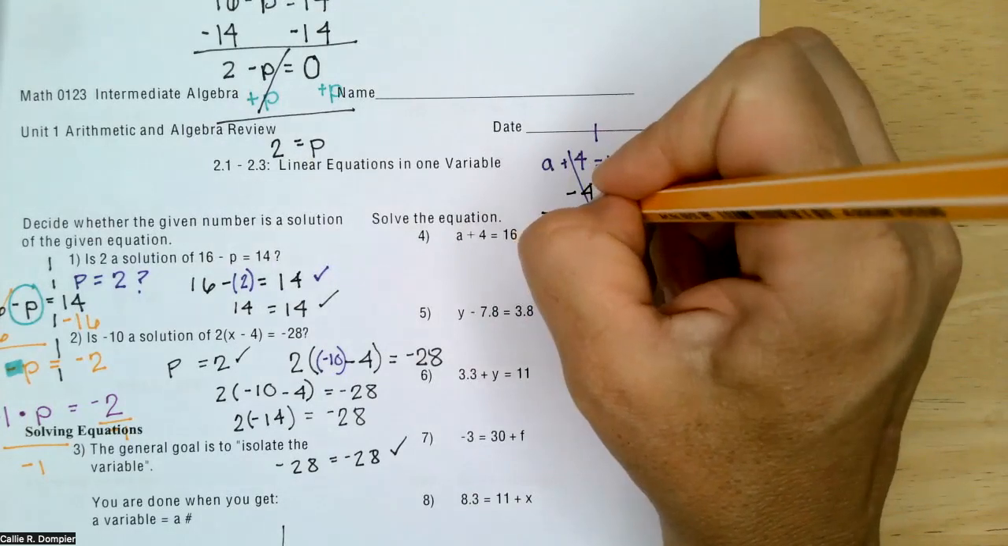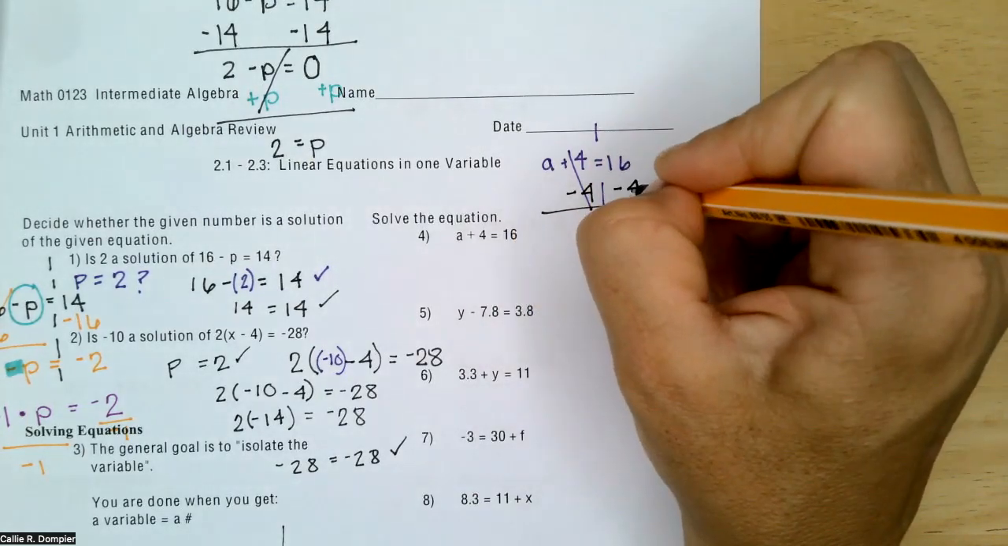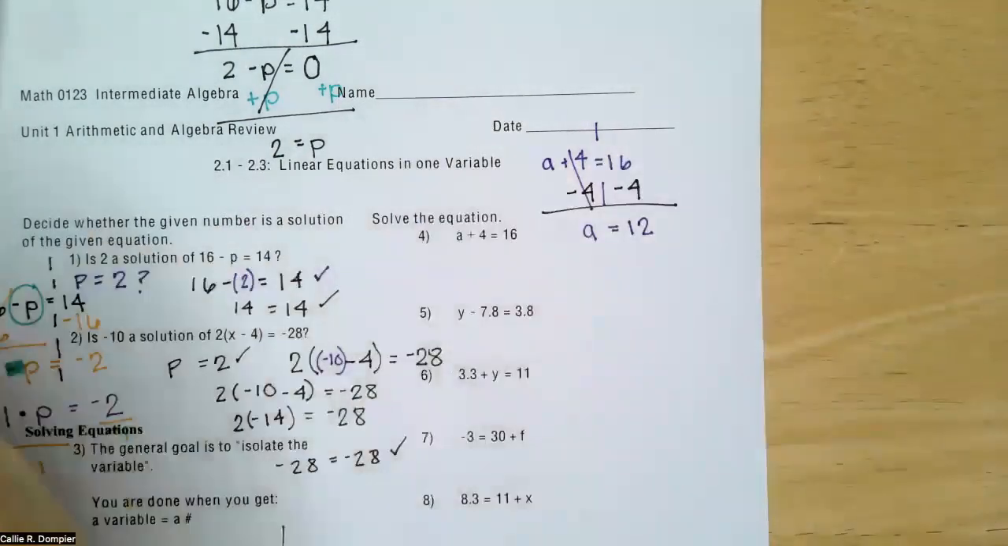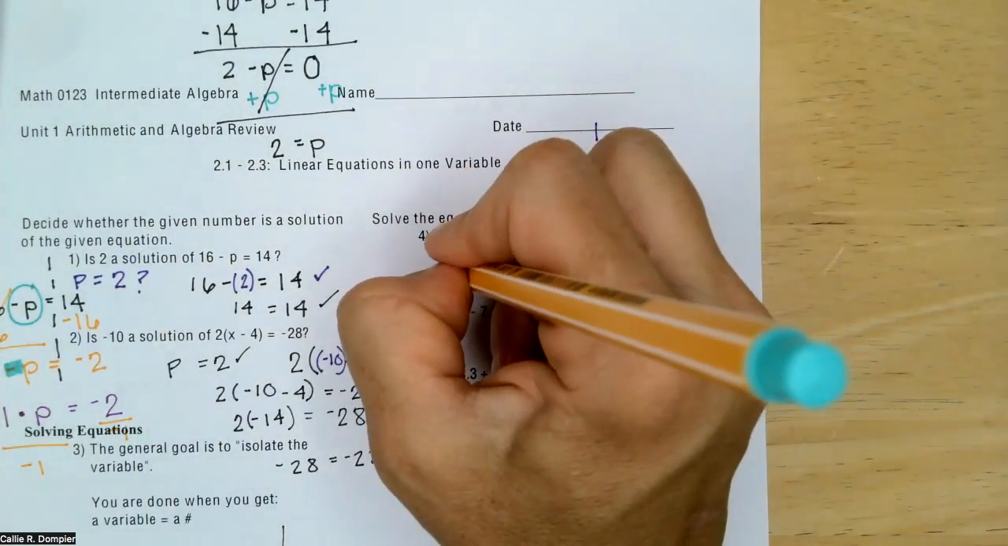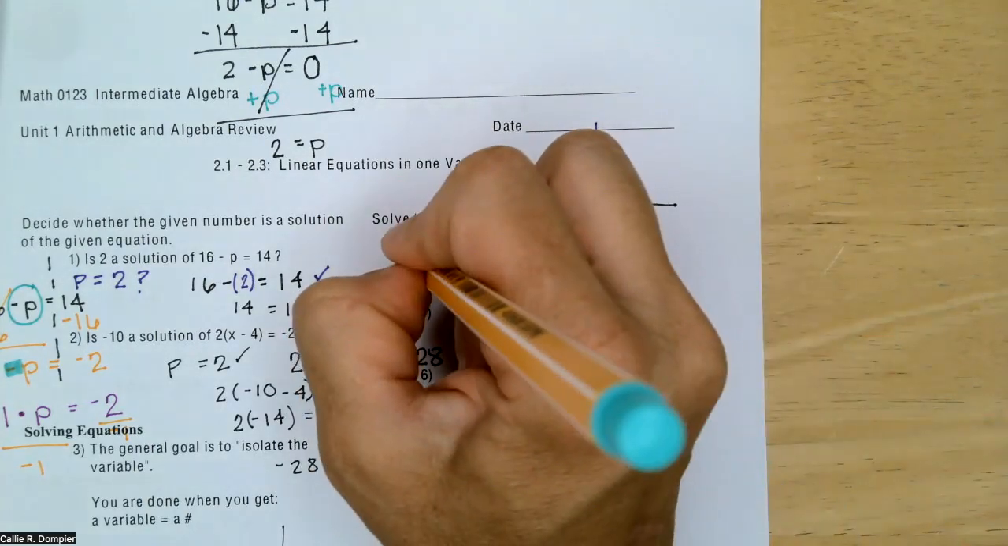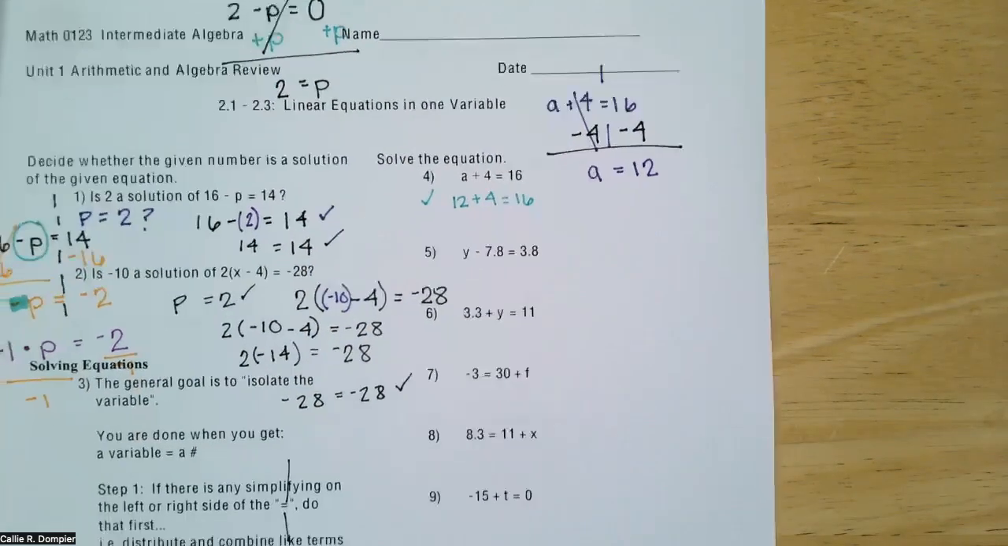So now that is canceled. We just have A over here. 16 minus 4 is 12. Now to check your answer, you're welcome to put it back in. So 12 plus 4 equals 16. Make sure that that is true, okay?